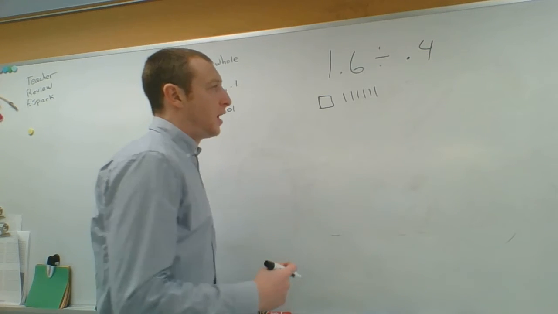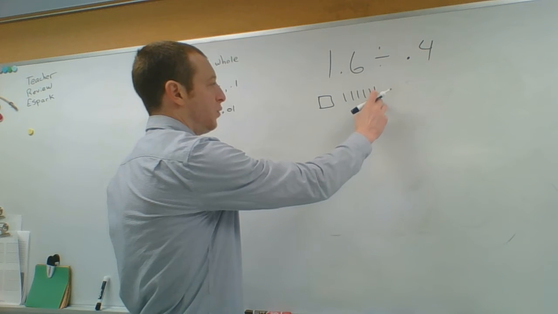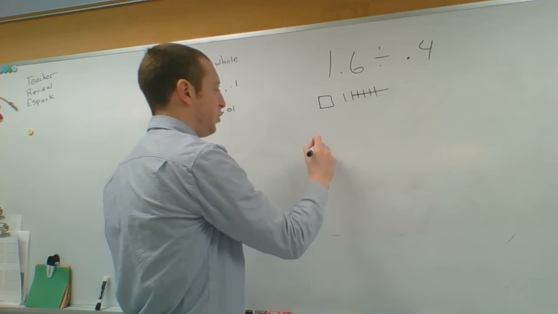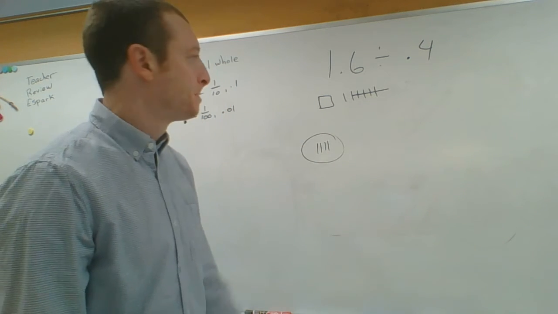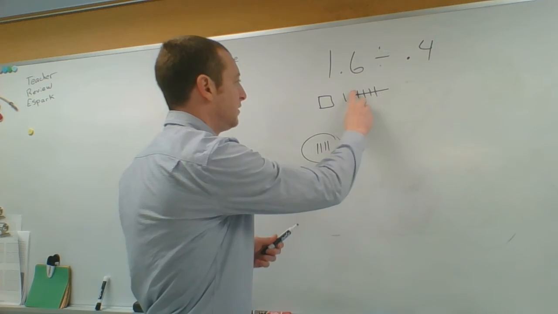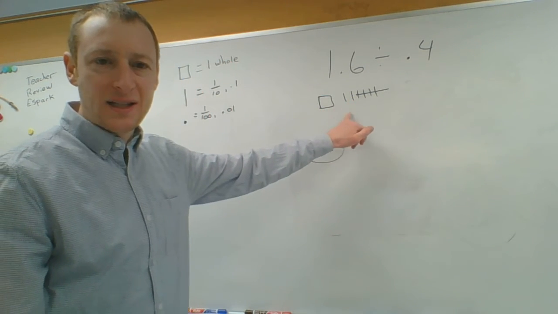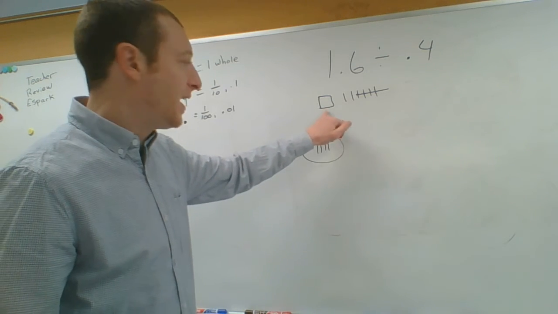So let's see. I'm going to start at the bottom this time, with my tenths. So I got 1, 2, 3, 4. There's one group of 0.4. So I'm going to move it down here. Now I've only got these 2 tenths left. What can I do? I can't split these 2 into groups of 0.4, right? It's not enough. I need to break this up.